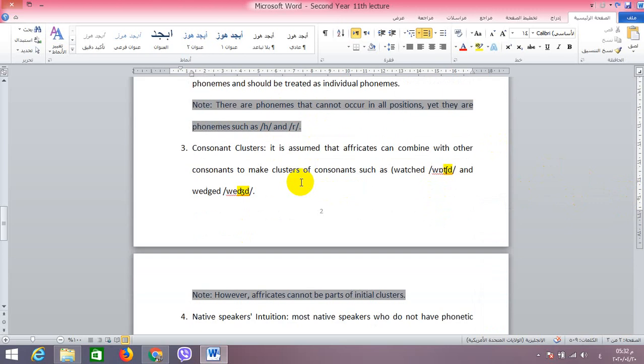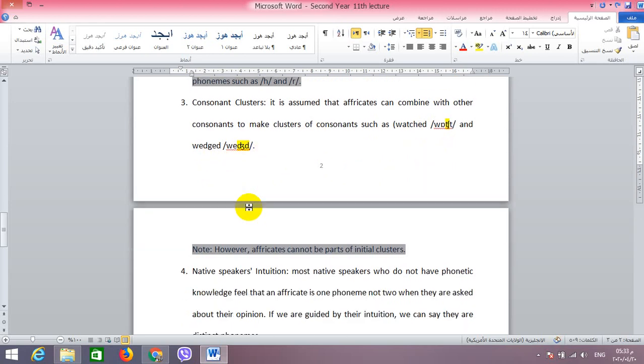assumption. The other assumption is consonant clusters. It is assumed that affricates, which are ch and j, can combine with other consonants to make clusters of consonants, such as watched. Look, we have a cluster of ch plus d. Sorry, it is not ch, it is t. Watched. It is washed. And wedged. This is d. So here we have ch plus t, and here we have j plus d. So we can have these affricates in clusters.